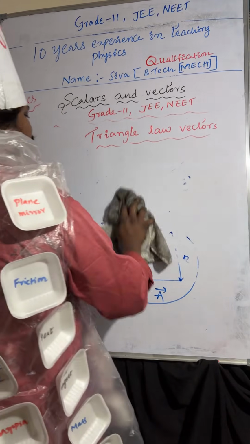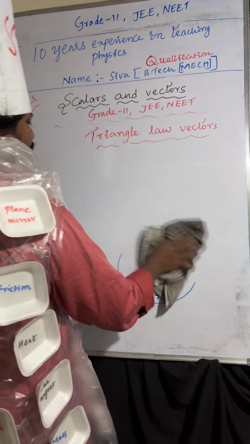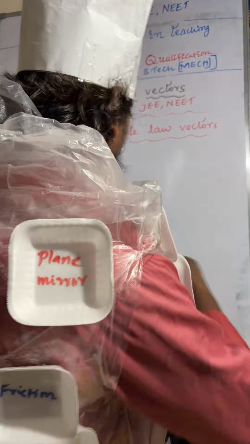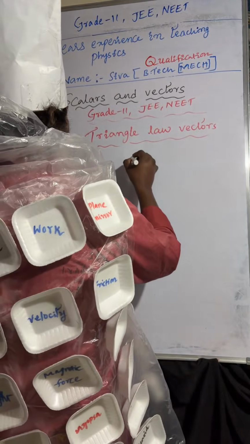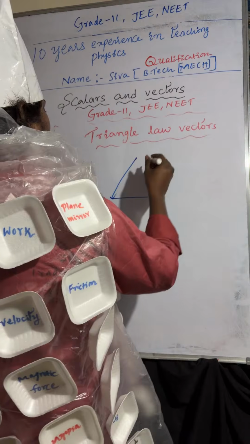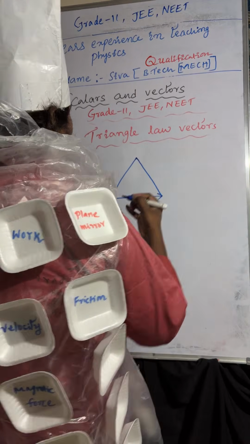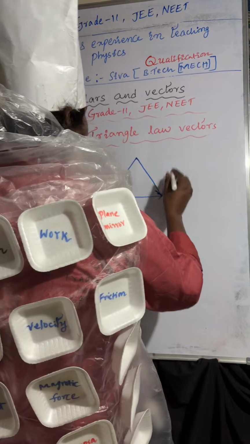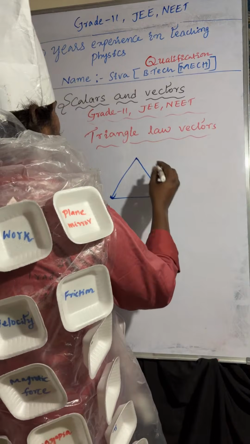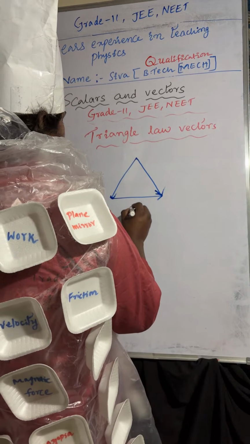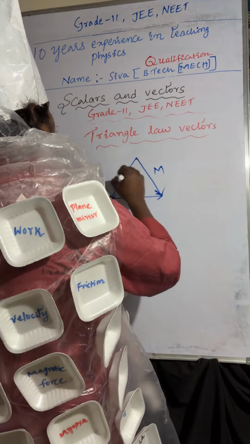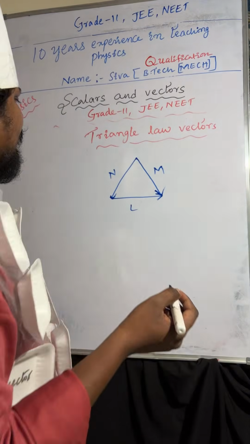So, different vectors I am taking, just check once here. Here I am considering one like this and one like this, and the resultant. This is the direction, and this is the opposite direction. Suppose L, M and N. Which one is the resultant?